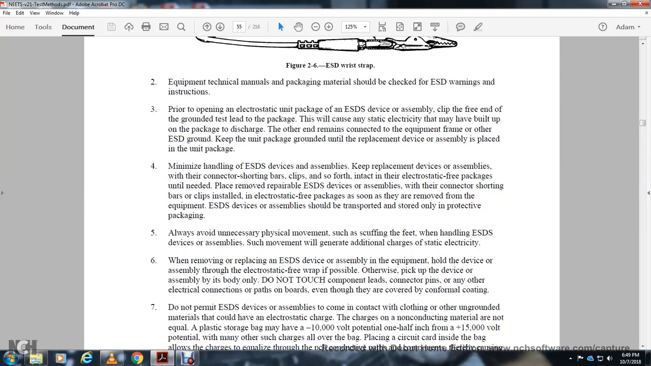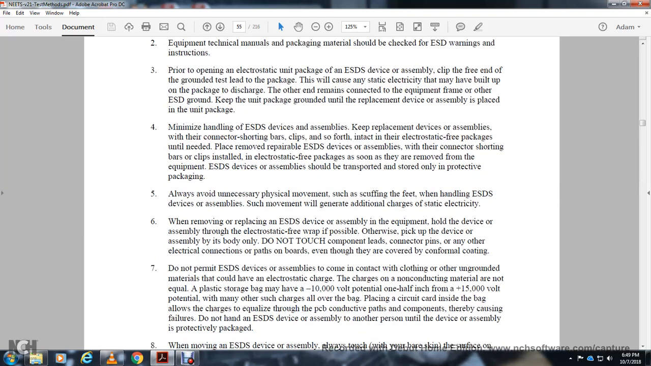Handle the electrostatic discharge device assembly with the connector shorting bar, clips and so forth intact, in the electrostatic free pack until needed. Remove the electrostatic discharge device assembly with the connector shorting bar and install it in the electrostatic free pack when removing it from the equipment. The assembly should be transported and stored in protected packaging. Always avoid unnecessary physical movement, such as shuffling feet, while handling electrostatic device assemblies, as such movement can only add additional charge of static electricity.